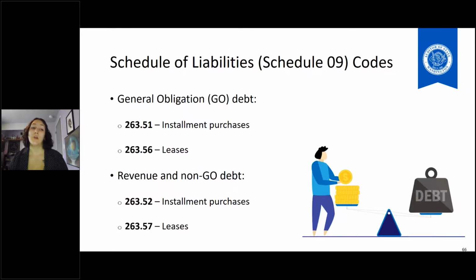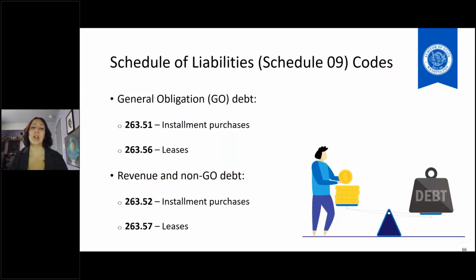You also need to know the codes for your schedule of liabilities, the Schedule 09. So what are the codes for that? You see here on the screen, they're split out into 2 categories. We have the general obligation debt codes and the revenue and non-general obligation debt codes. Now we talked about the difference between these a little bit earlier.